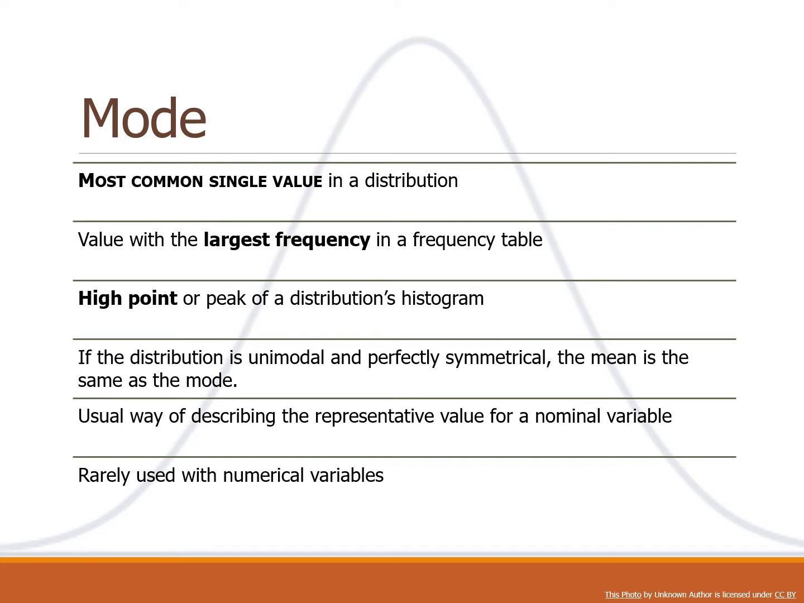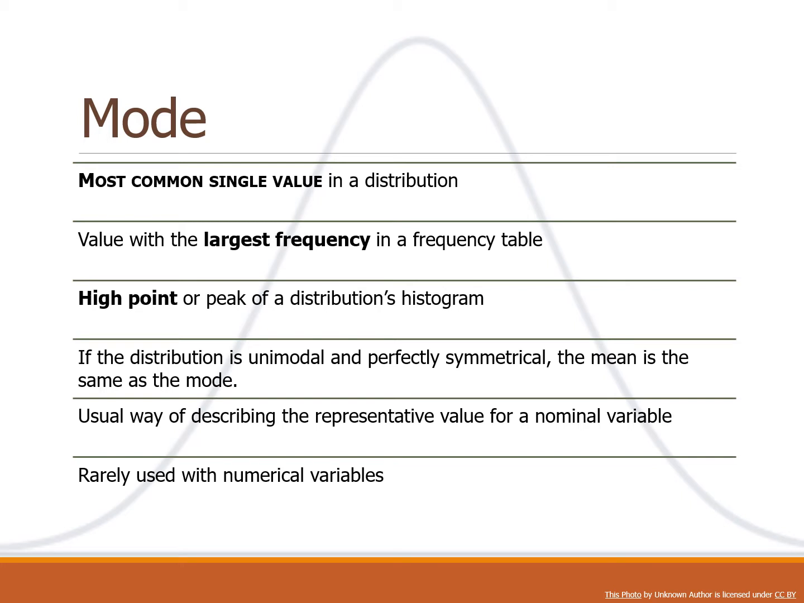The mode is the most common single value in a distribution. It is the value with the largest frequency in a frequency table. It is the high point or the peak of a distribution's histogram, which is why I have this image of a normal frequency table right here, the graph right here. If the distribution is unimodal and perfectly symmetrical, the mean is the same as the mode. So that means, like in a perfectly balanced world, the mean is equal to the mode.